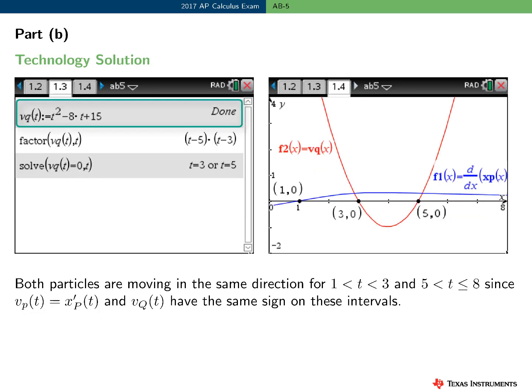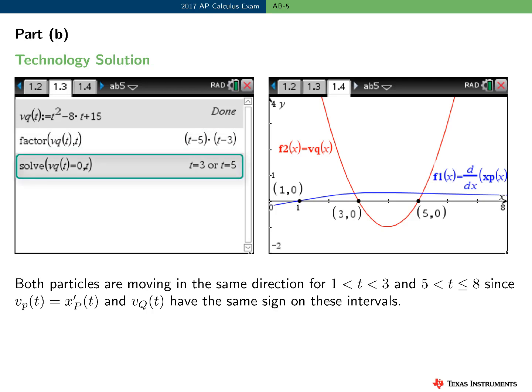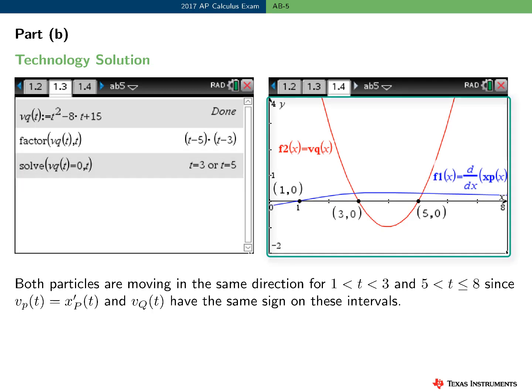To solve part B, I started by defining the function v sub q of t. If I wanted to create a sign chart by hand, I could start by factoring v sub q and then use the principle of zero products. But I could also instead use the solve command to find the velocity function is 0 at t equal 3 and t equal 5. I then graphed both velocity functions in the same viewing window.